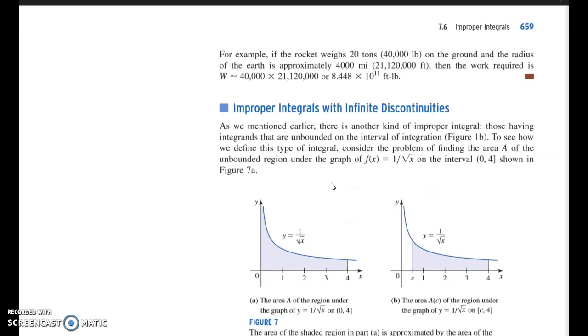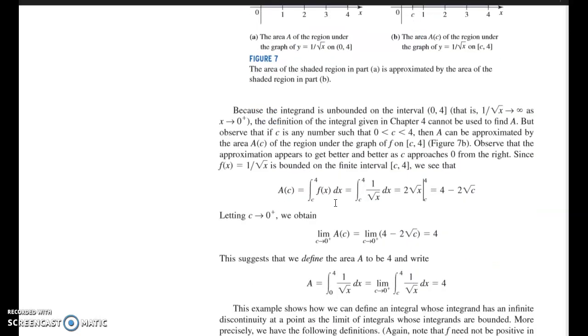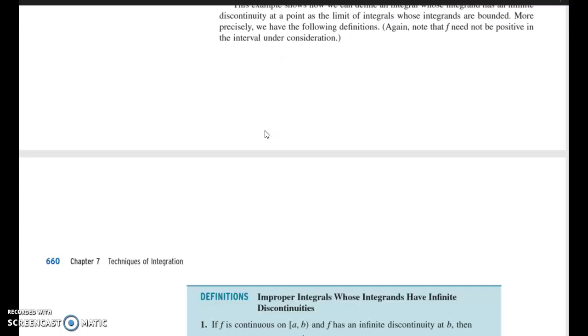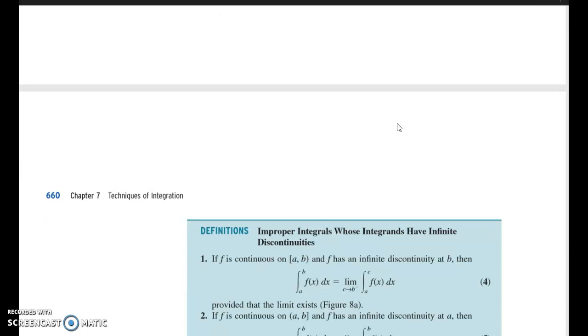Next, we are going to explain improper integrals with infinite discontinuities. Improper integral with an infinite discontinuity. One by root x. Consider the graph of 1 by root x. This has an infinite discontinuity at x equal to 0. So we can discuss the further things in the next video. Okay, thank you.